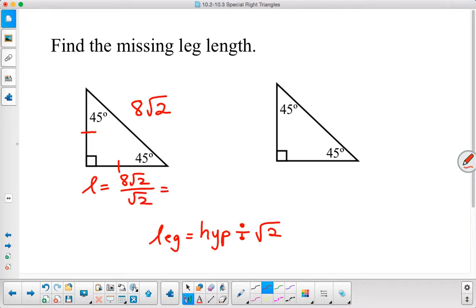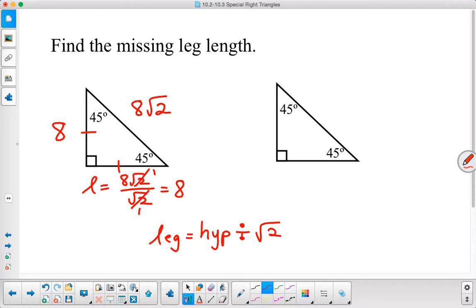On this problem, I actually made it nice because the square root of 2's can divide out. And so you'll get just 8. Try that on your calculator. 8 times the square root of 2 divided by the square root of 2. Did you get 8? So that type of hypotenuse length gave you a real nice leg length.